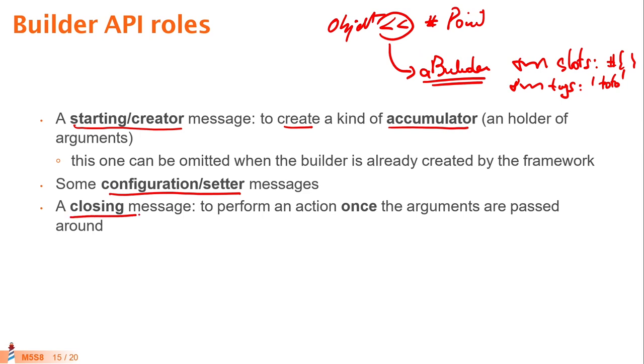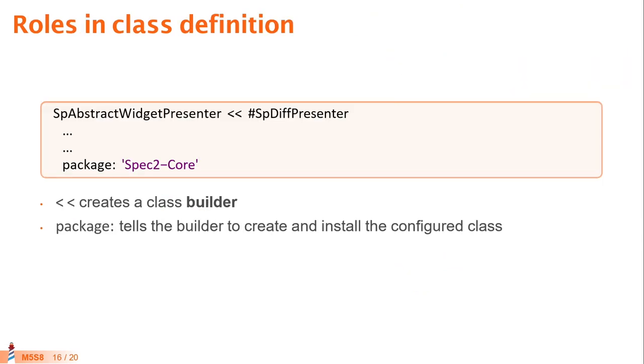And we have a closing message. This is the one that performs the action once the arguments are passed and the accumulator has been configured. In our definition, this is package. The package message is really saying, okay, the builder has been configured, now I can do some action. And this is what you see here. This is the creator. Oh, this guy returns a builder.